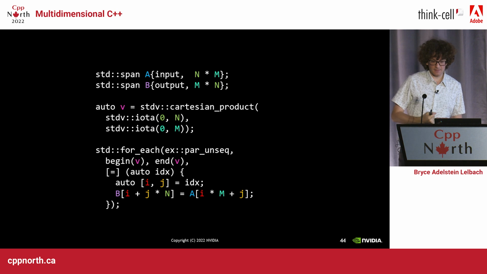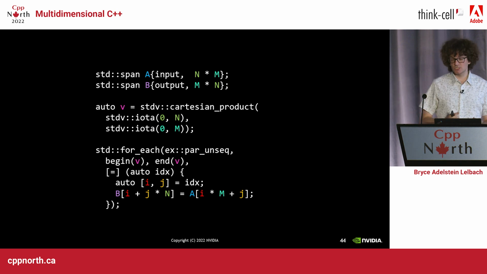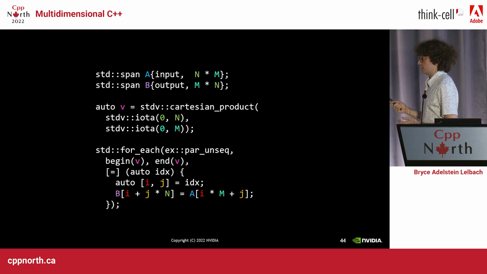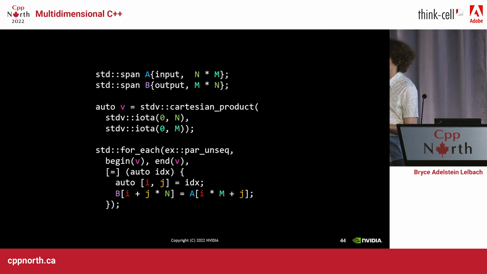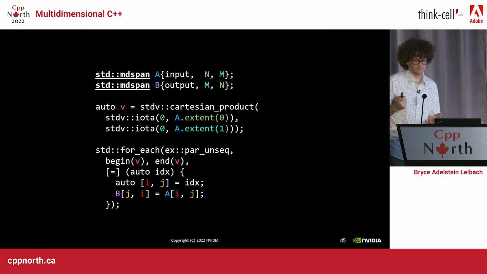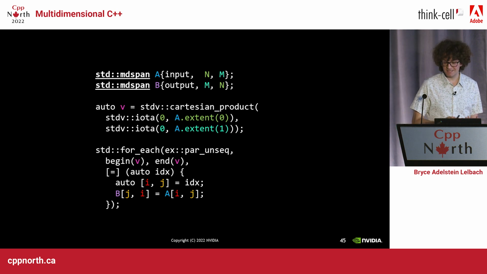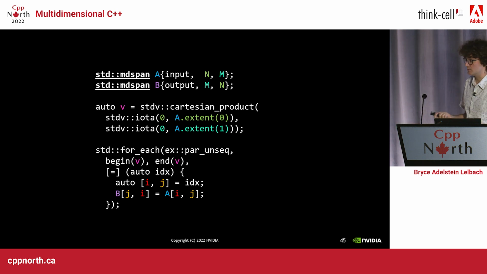But secondly, if we want to change the layout that we're working with, then we have to go and change the kernel of this code. Now, with mdspan, we don't have to do that. With mdspan, the indexing logic is completely lifted out of this loop. And so now we can change the layout by simply changing the type of mdspan that we use.